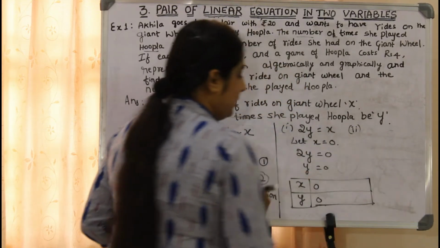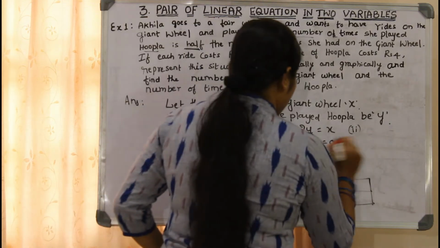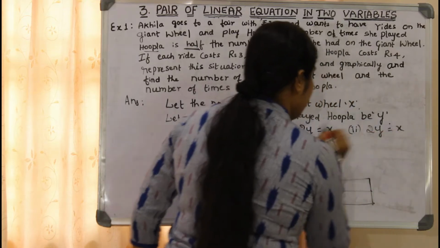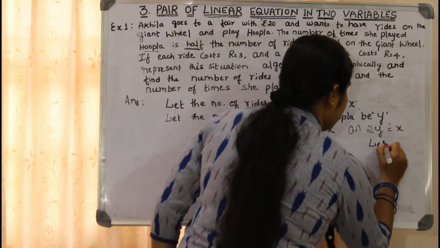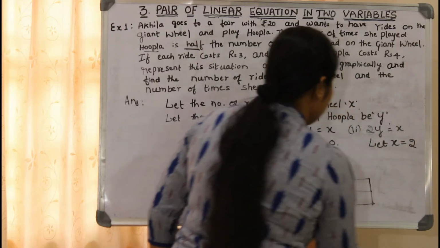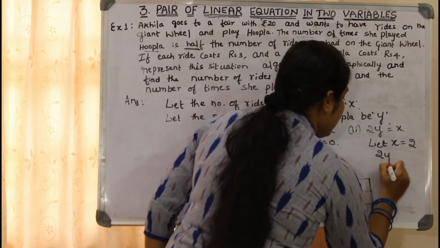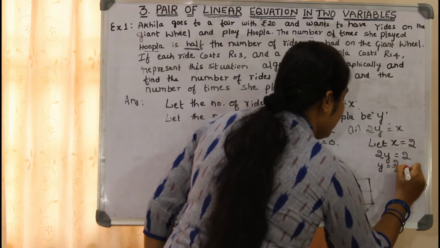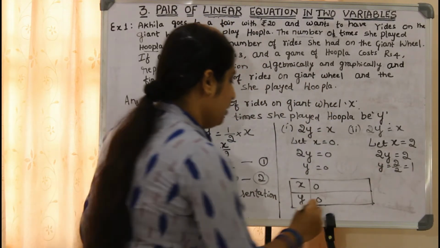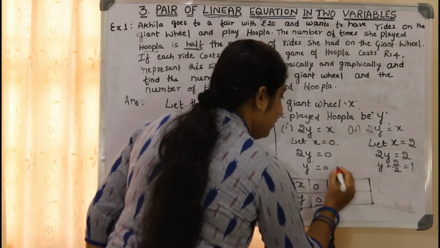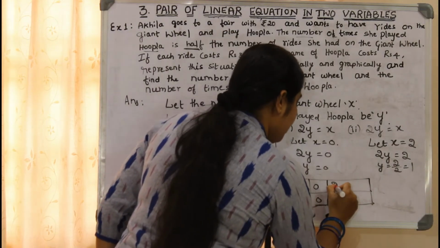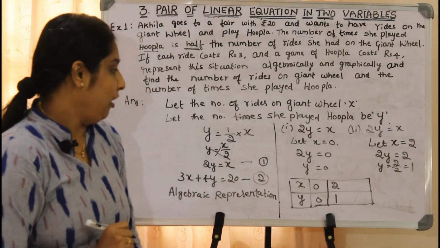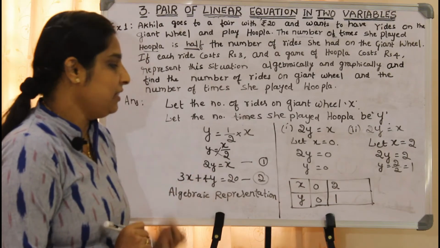Second one, let us start with the second one. So again let us put what value shall we take? Because this has 2, let me take x is equal to 2, then 2y is equal to 2, or y is equal to 2 by 2, or y is equal to 1. So the second one what I am getting is x is equal to 2 and y is equal to 1. So these are the two values we got. Now we have to find two values for this equation also.